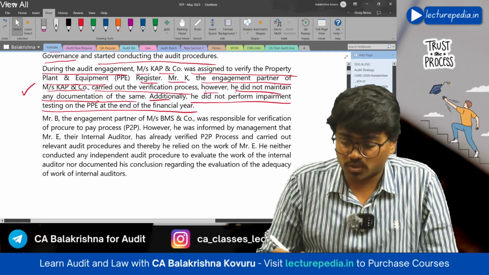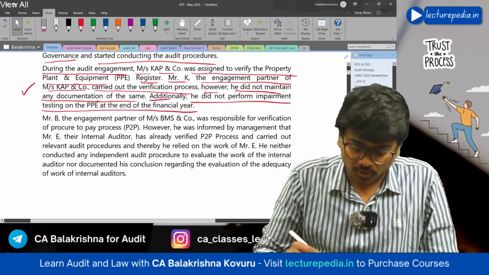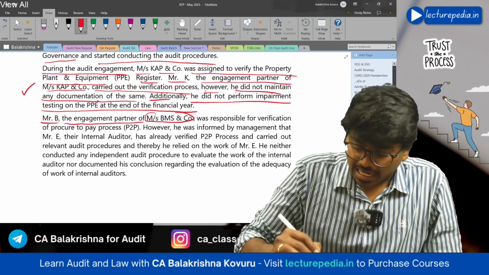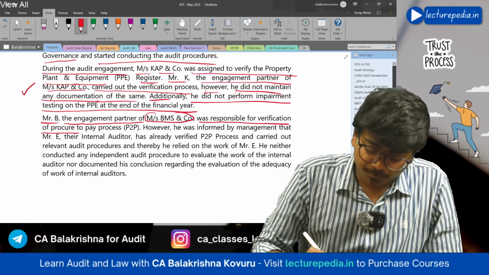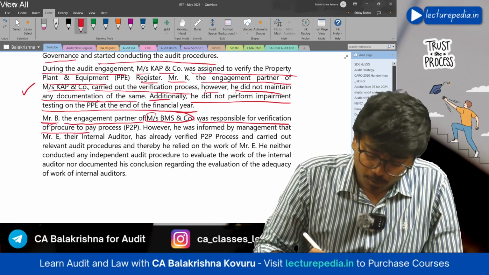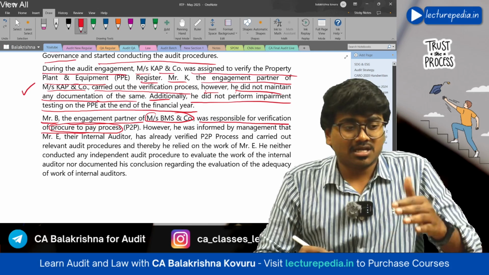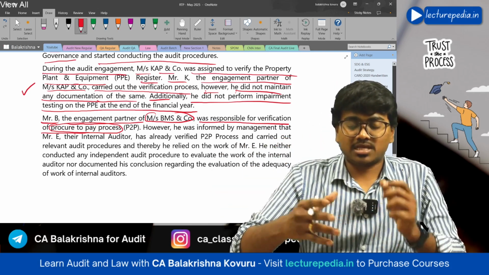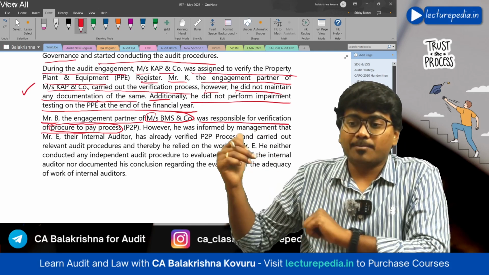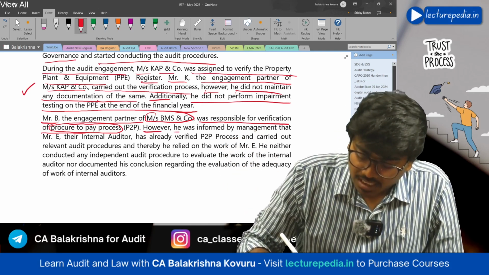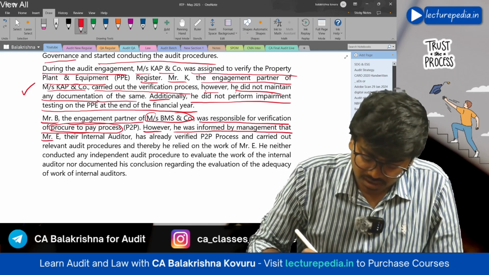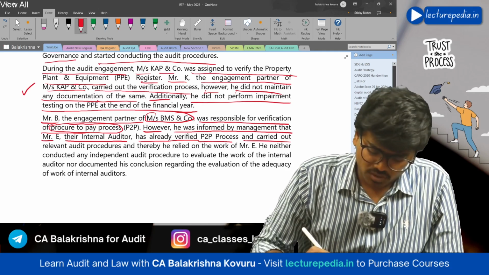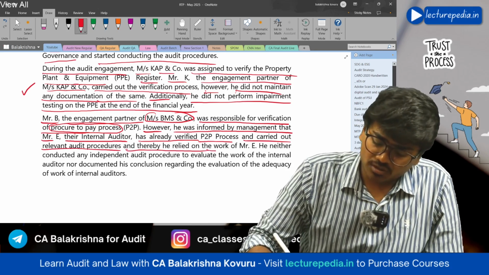Okay, this is with respect to one of the joint auditor, that is Mrs. KAP and Co. Next, Mr. B, the engagement partner of Mrs. BMS and Co., was responsible for verification of procure to pay process. That means from the time purchase to payment, the entire process has to be audited by Mrs. BMS and Co. Now, however, he was informed by management that Mr. E, their internal auditor, has already verified P2P process and carried out relevant audit procedures, and thereby he relied on the work of Mr. E.